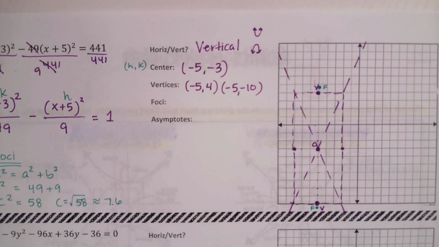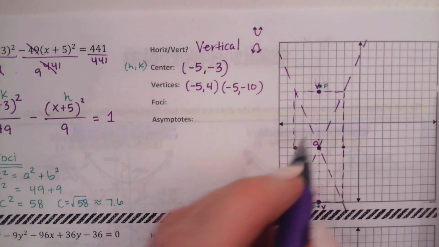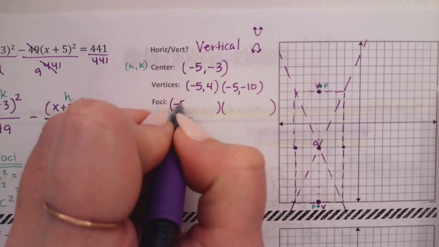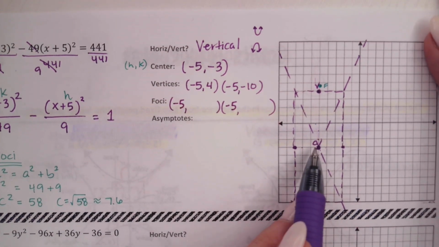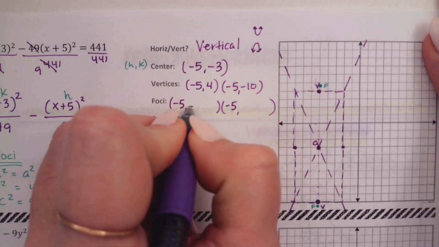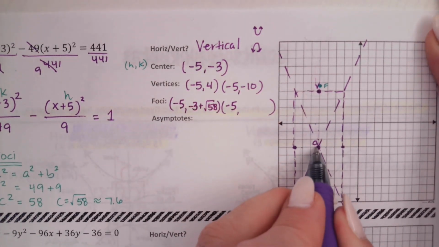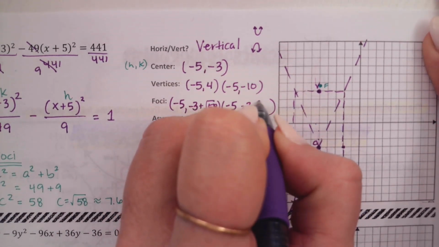When we write their ordered pairs, though, we need to make sure we write their exact values. We don't want to say 7.6. Both of them have the same x value. Basically, both of them have -5 as their x value. But their y value is what's going to change. We had one similar to this when we graphed the ellipse the other day. So we started at this y of -3, and we went up square root of 58. So that would be -3 plus root 58. And then again, we started at this y of -3 and we went down square root of 58. So that would be -3 minus root 58.